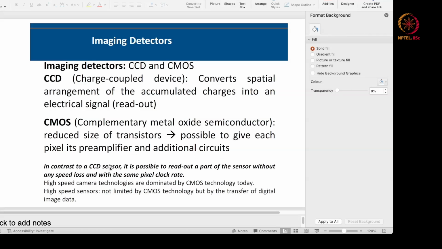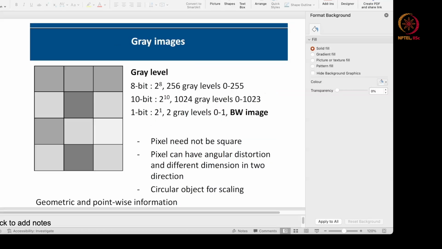So in contrast to a CCD, it is possible to read out a part of the sensor without any speed loss and with the same pixel clock rate. The high-speed camera technologies are therefore dominated by CMOS. High-speed sensors are not limited by CMOS technology but by the transfer of digital image data. So these are the two types of image detectors that you have.